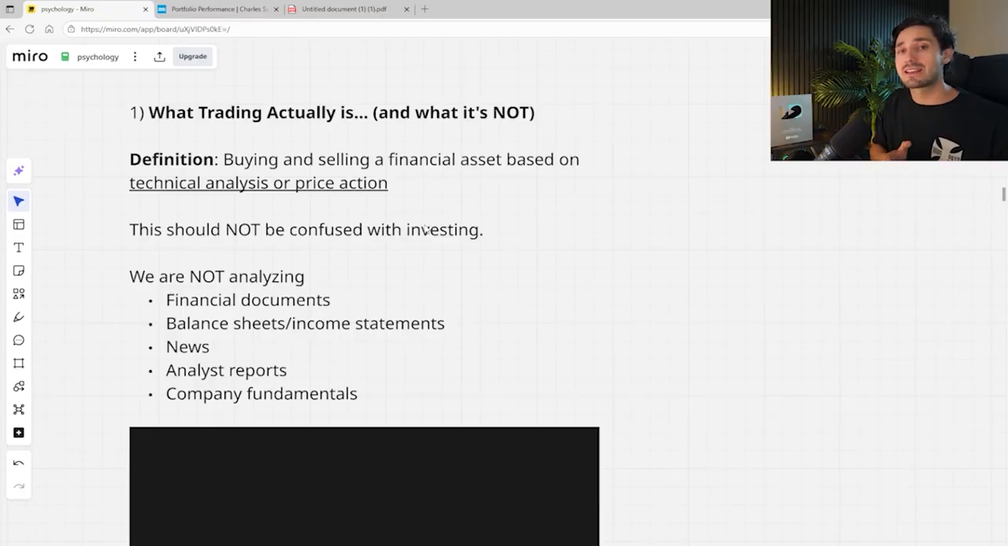When you think of investing, you should think of Warren Buffett. What he does is invest in companies long term, and that's how he makes his money. He is not trading. When you are trading, you are solely looking at price action. You're not looking at any financial documents or news or fundamentals or anything. We solely look at the price action.